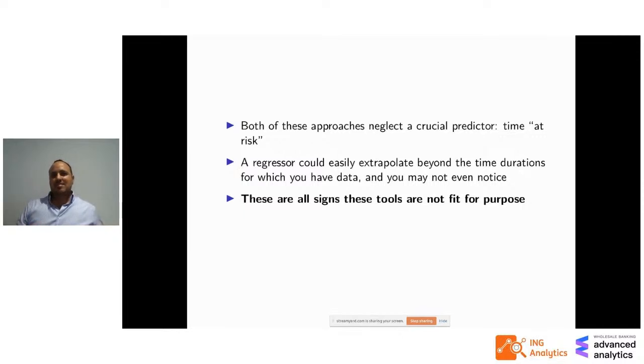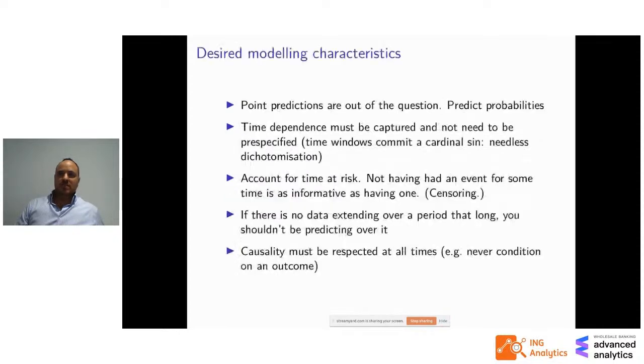So I'll make the case that, for all these reasons, treating it as a standard classification or regression problem is a bit of an issue. Going through the points quickly, what do we actually want? Point predictions like 1.246 are not really an option. We want to predict probabilities.